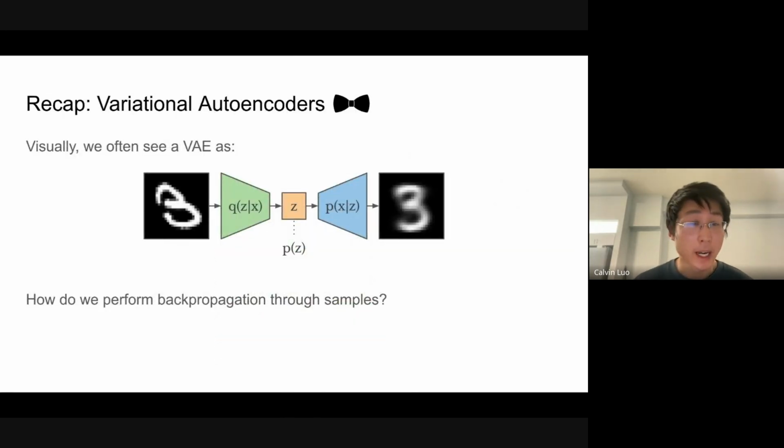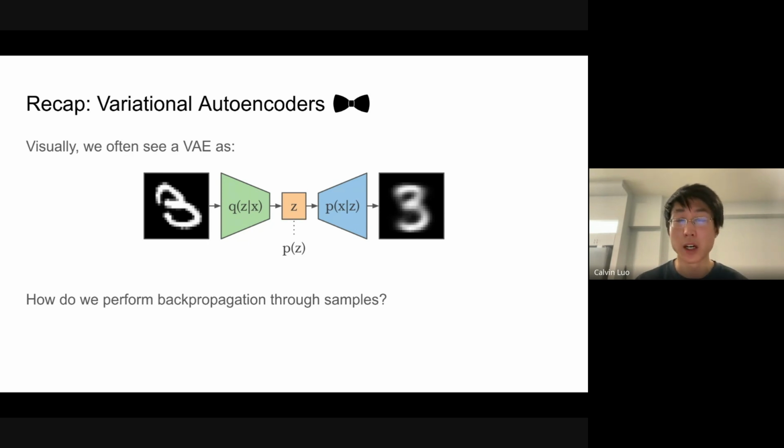So to take a step back and build into what we're actually modeling, we can start with the VAE. Visually, we often see a VAE as the following. We have this probabilistic encoder and probabilistic decoder, and for the latent space Z, we try to match it along with the standard normal. The clever thing about VAEs is figuring out how we can perform backpropagation through samples, because sampling by nature is a very non-differentiable procedure.